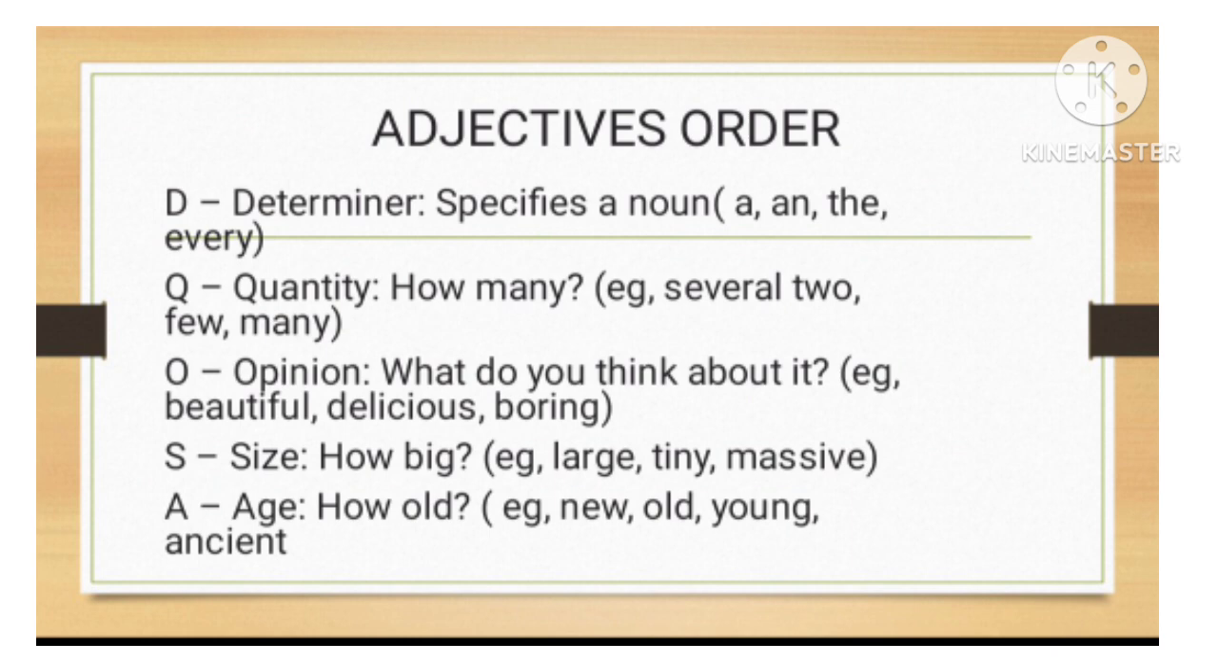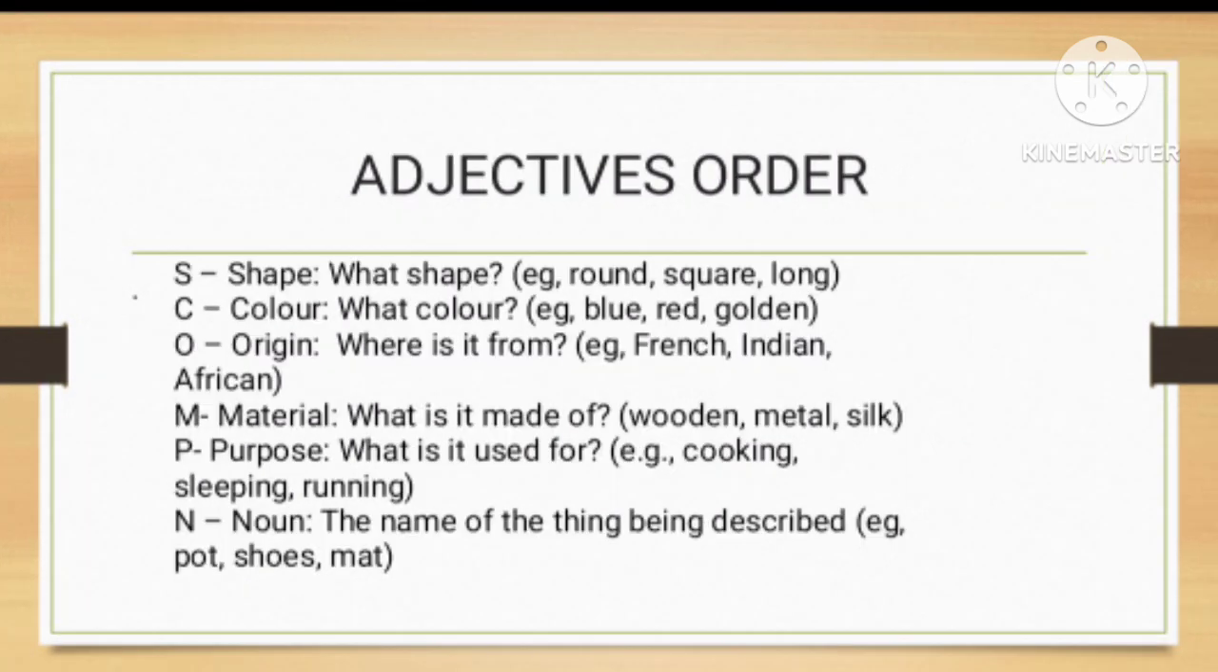Now after opinion we have size, how big, how small. Now after size we have age, how old. Age answers the question how old is it: new, young, old, ancient. Now after age we have S, shape. What shape is it? Is it round? Is it flat? Is it square? What shape is the noun that is being talked about? Now after shape we have color. What color is it? Red, blue, green, golden.